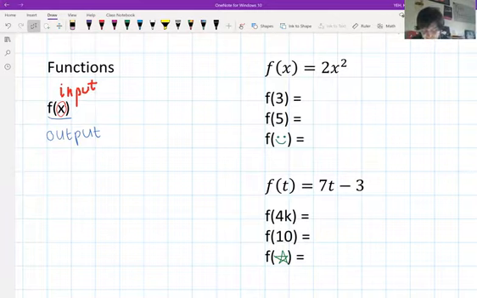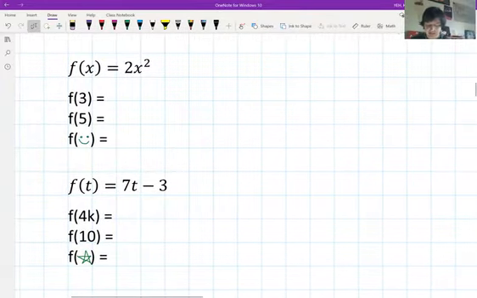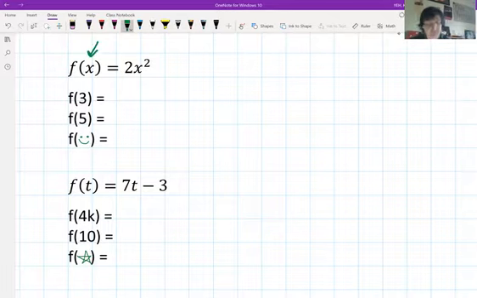And the input is whatever goes inside those parentheses, f of x. And then we use that input to calculate whatever the function rule tells us to, and we get an output. And so over here on the side, I want to demonstrate that really quickly. So on top, we have f of x equals 2x squared. What that general function rule is telling us is that whatever we plug into these parentheses, we're also going to use it to replace this x. We're going to square it and then multiply it by 2.